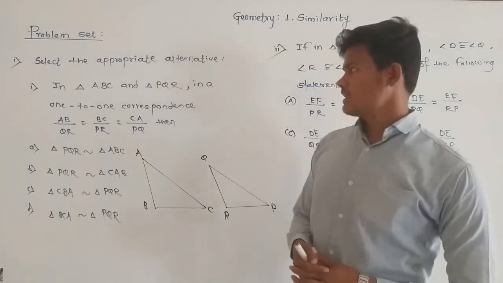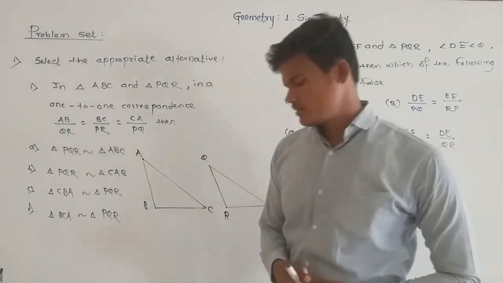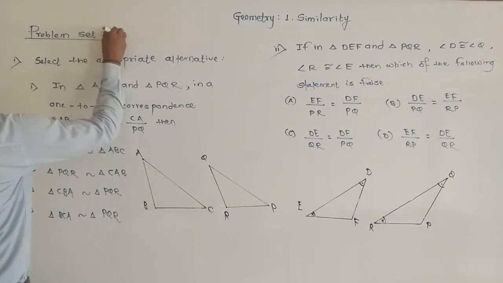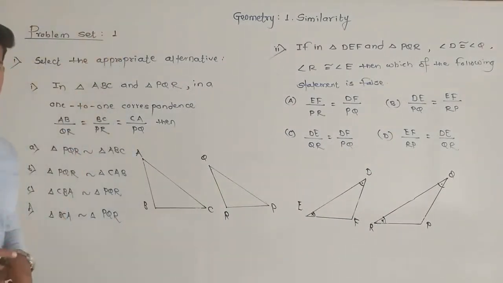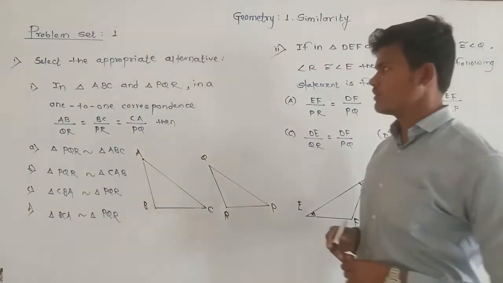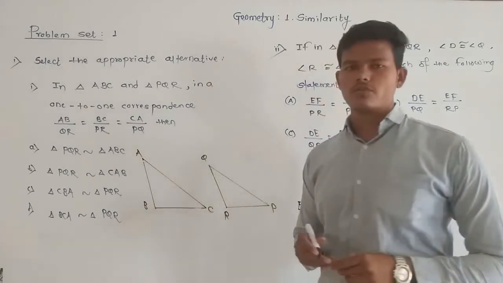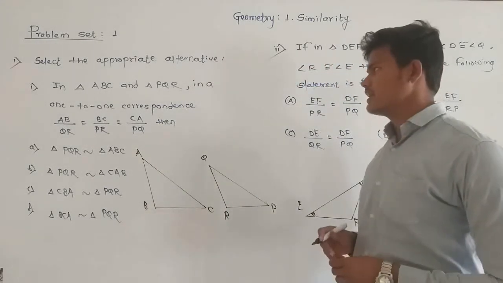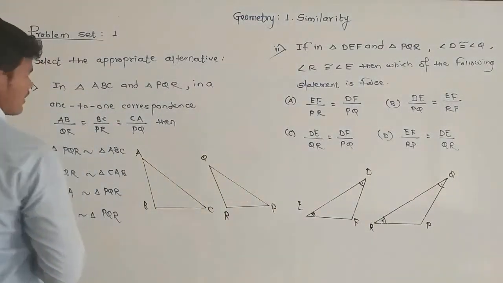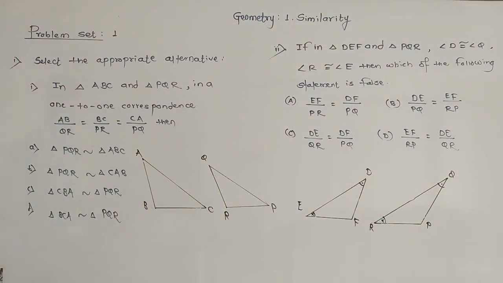So students, in today's lecture, we are going to start the problem set of our first chapter, that is similarity. We had already covered all the practice set from chapter first, that is similarity. Now we are going to start problem set 1. So question number first is select the appropriate alternative. That means we are given 5 MCQs, we just have to solve them and write the answer.